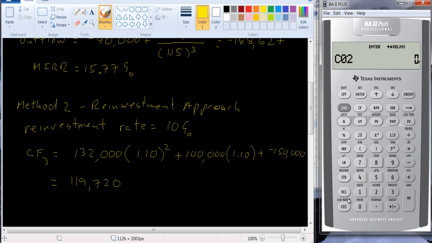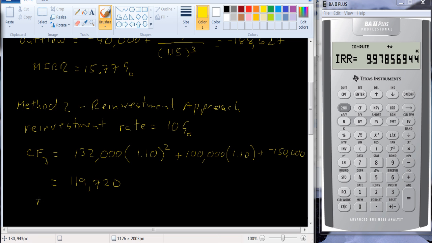And then our last cash flow is 119,720. And let's hit enter. And then we can go and compute the IRR, and we get this modified IRR here, which is equal to 9.98%. So in this case we would reject the project. If we used a reinvestment rate of 15%, we will get around 15.3%.